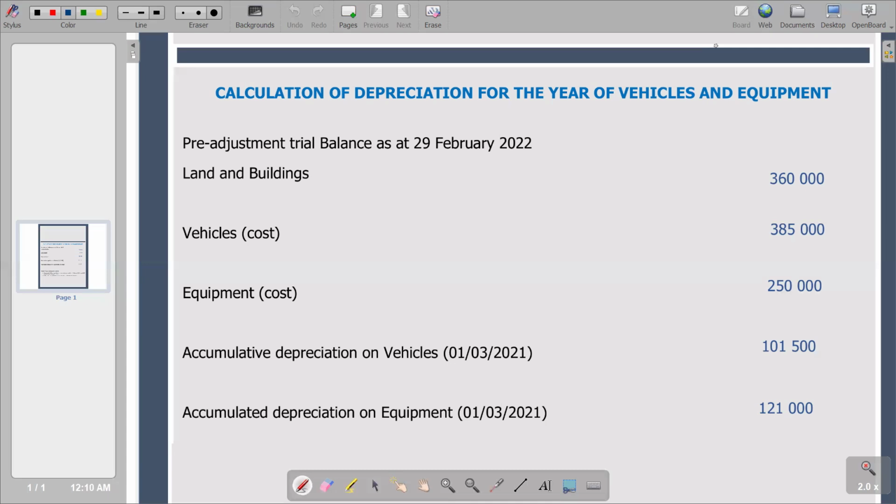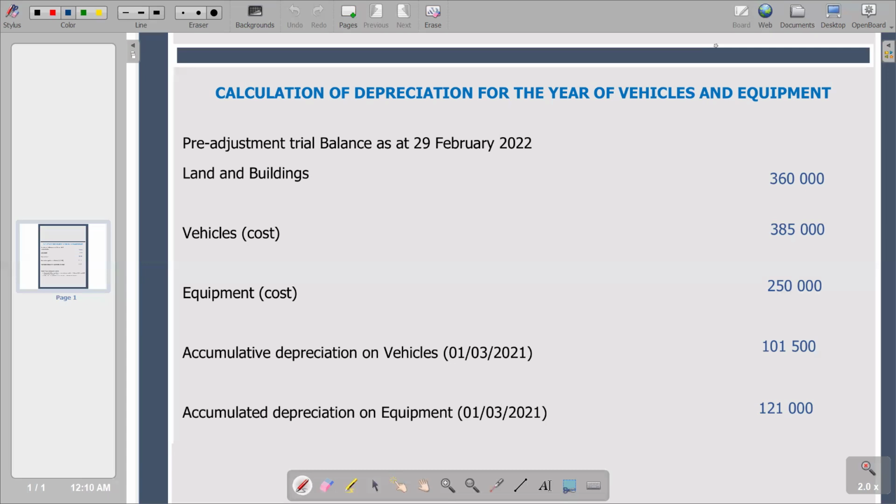The difference between the straight line method and the diminishing balance method is that the straight line method uses a fixed amount for calculating depreciation over the useful life of a non-current asset. So the depreciation amount for the first year will be the same as the depreciation amount for the second year, until the end of life of that non-current asset.